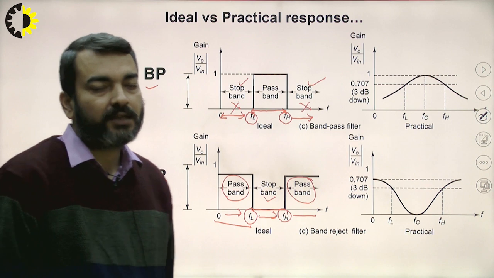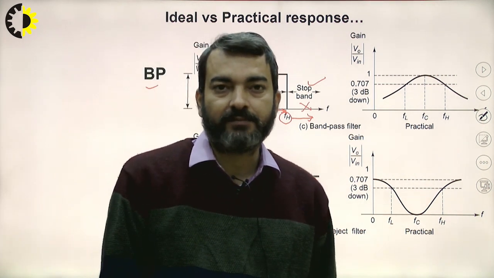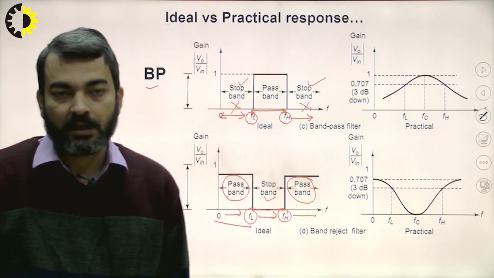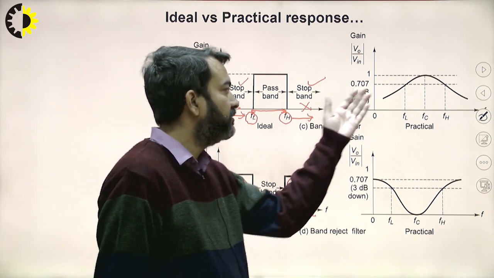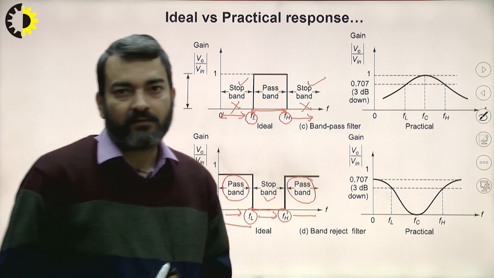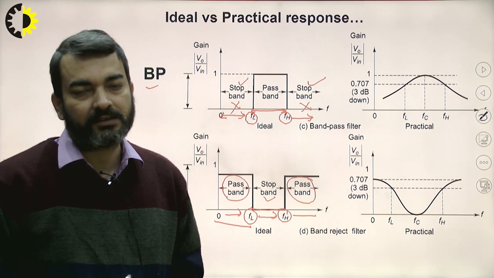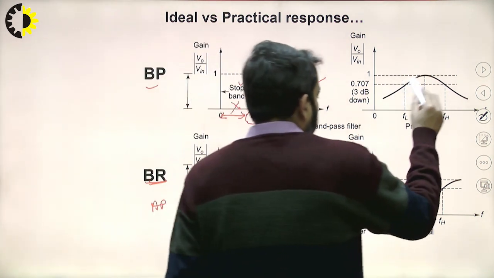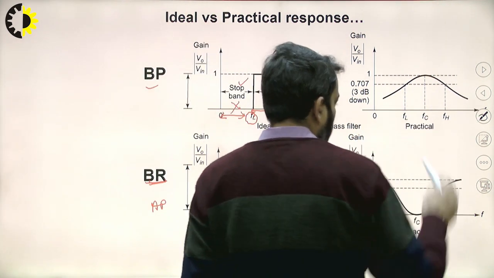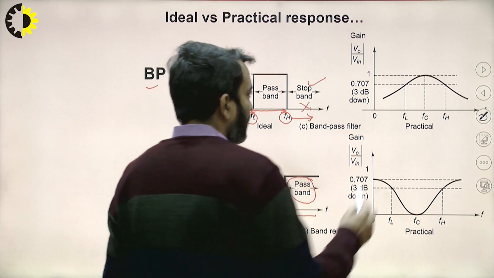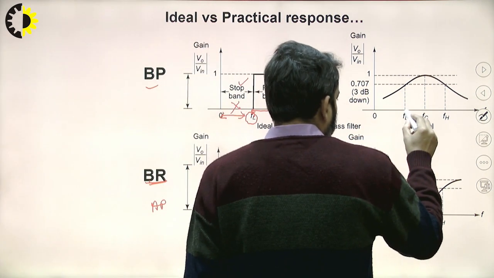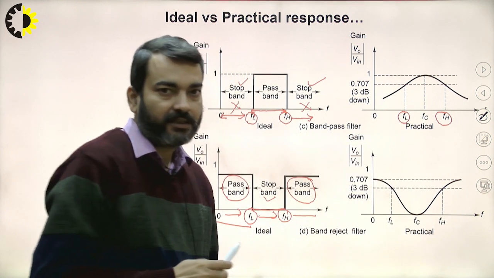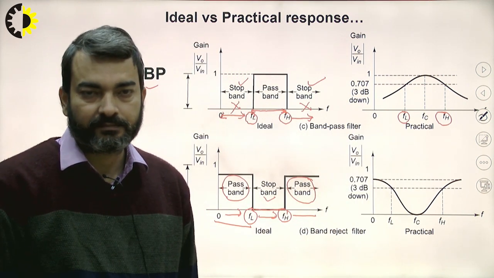So like in case of low pass and high pass, we have seen a transition band in case of practical response. Again, we will have a transition band in case of band pass filter and band reject filters. So this is a practical response of a band pass filter. So how do we decide these two frequency points, that is FL and FH?